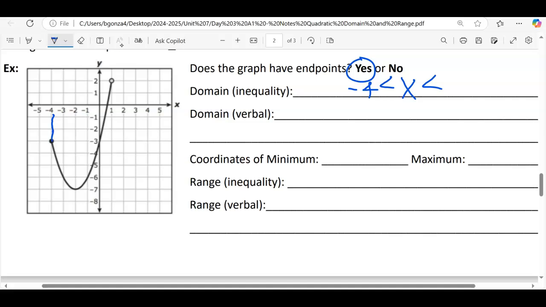And then how far to the right does it go? Well, this x value is +1. Do you see how I'm telling it? I'm looking at the x-axis, far left, far right. Now, this is not done because I really need to always think about the inequality.